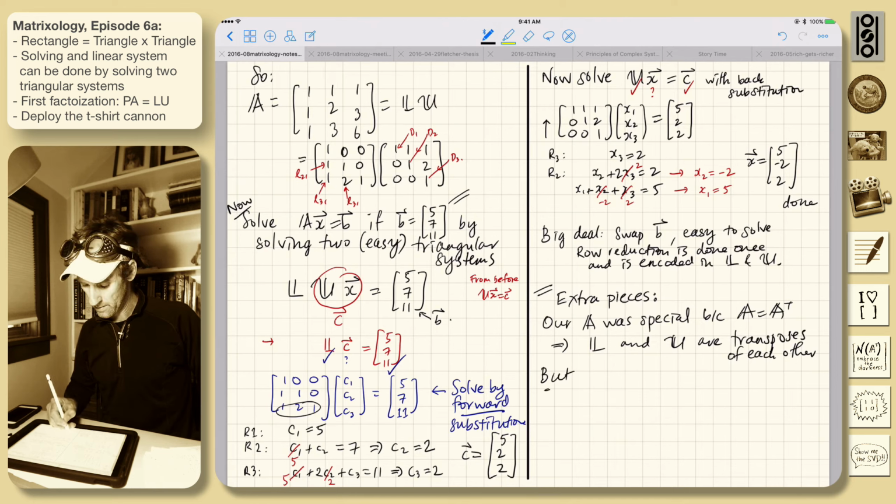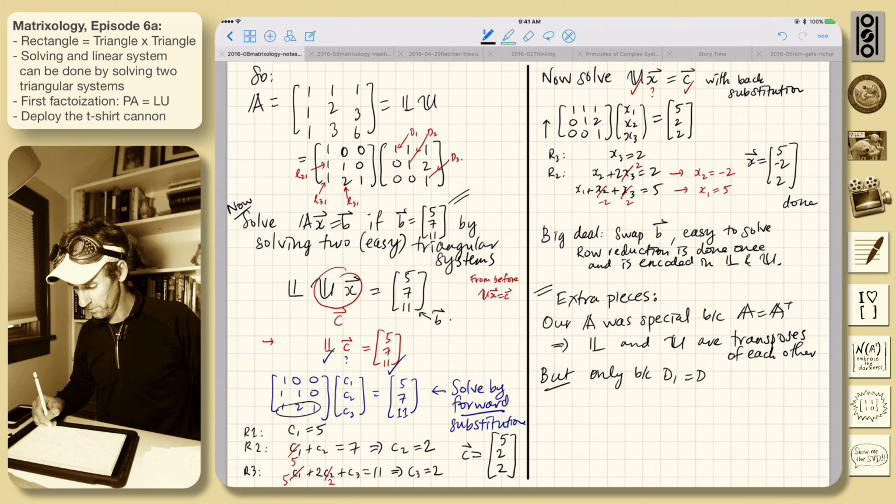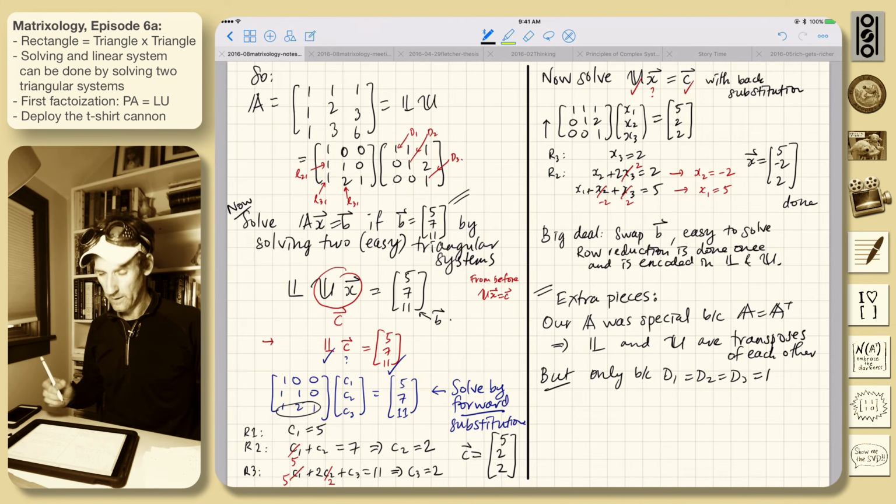But only because D1 equals D2 equals D3 equals 1. Right? So normally they should be different. Here's how we... so that's one little piece.